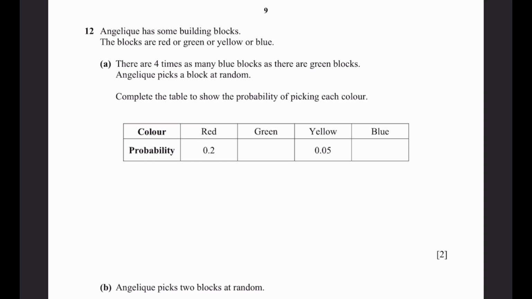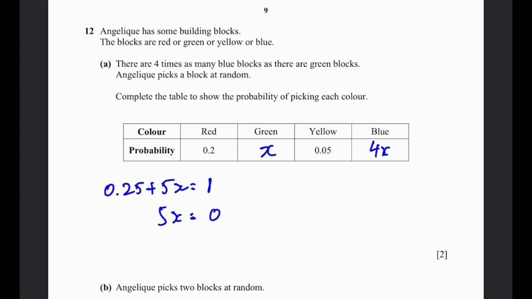Angelique picks a block at random. Complete the table to show the probability of picking each color. So if there are 4 times as many blue blocks as green blocks, if green is x, that means blue is 4x. Which means now, when we add this up, 0.25 plus 5x is equal to 1. Because the total probability is always 1.